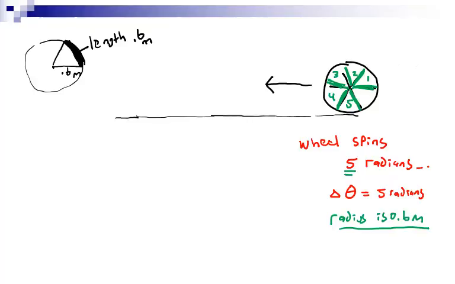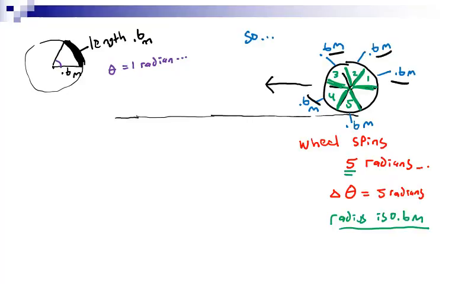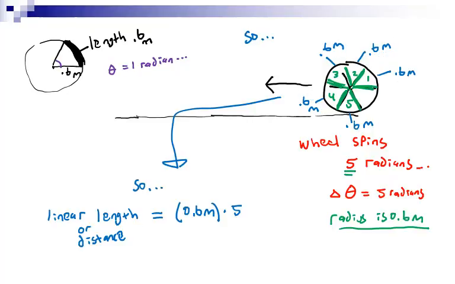And so each of those lengths, right? If the radius is 0.6 meters, the arc length is 0.6 meters. So we can add them up. We have 0.6 here, 0.6 here, 0.6 here, 0.6 here, 0.6 here. And so 1, 2, 3, 4, 5. So if we take the radius, which is the arc length, and multiply that by 5, we get the linear length. So that would be 3 meters.